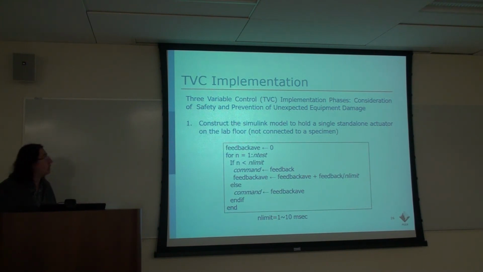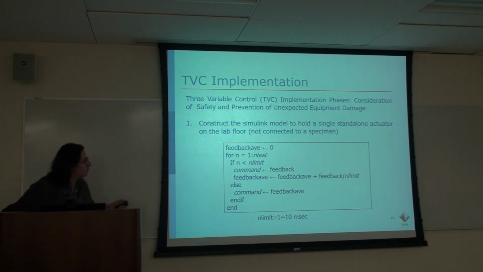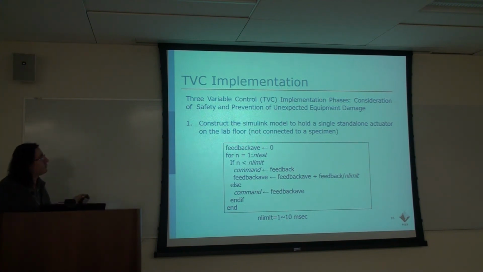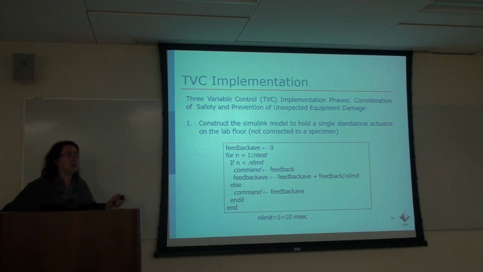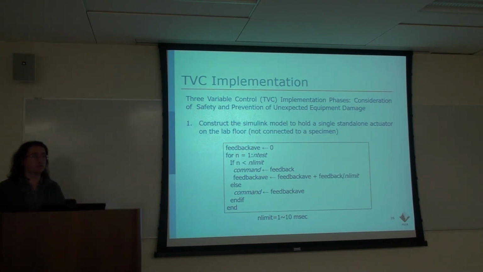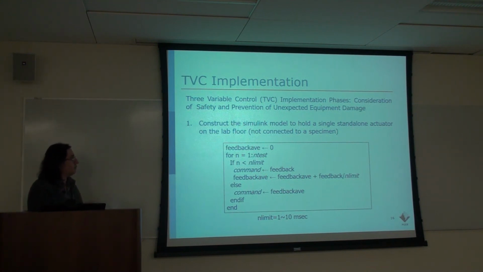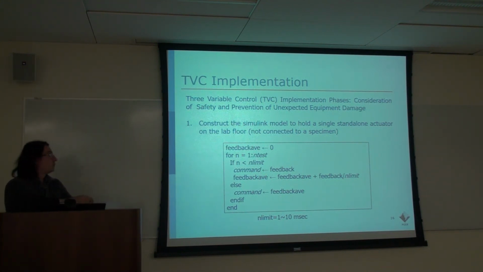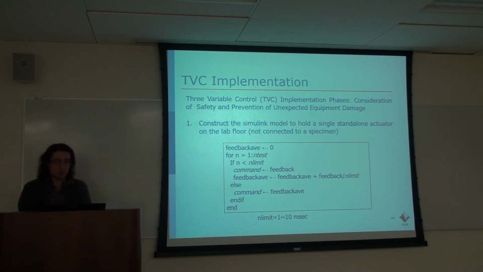And the first step was basically to construct the Simulink model to hold a single actuator on the lab floor upon hydraulic power. So when we get the hydraulic power, we don't want the table to jump, right? So this was the first step to have it ready so that we have a smooth start upon the hydraulic power. And to do that, basically, I assign the feedback value of the actuator to the command so that it stays in position when we have the hydraulic power on.